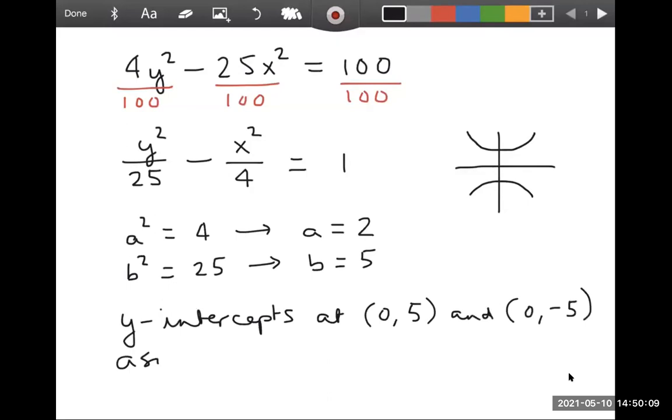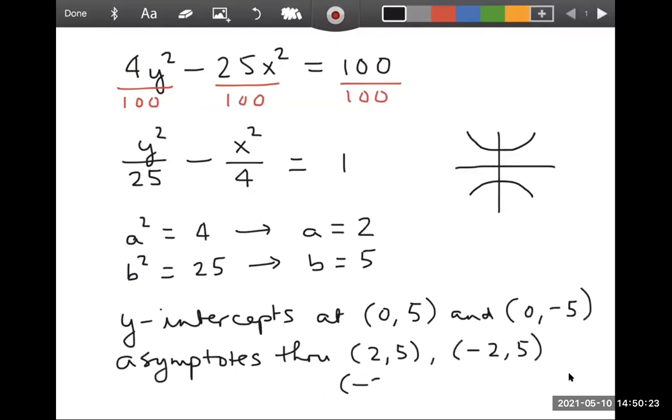And the asymptotes are going to pass through the points (2, 5), (-2, 5), -2, whoops. Well, let's just do it like this: (-2, -5) and (2, -5). That's what I was trying to say. All right. So now we should be able to draw that graph.